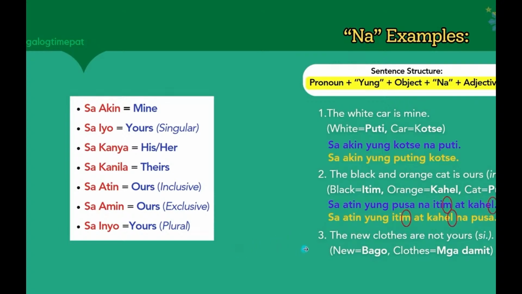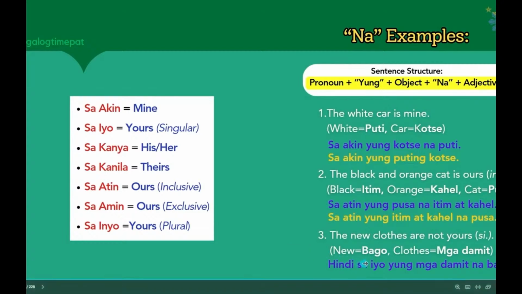All right, number 3, the new clothes are not yours. Singular. New means bago. Clothes is mga damit. So this is a way to kind of negate a thought. So it's not something we've seen so far, so this is how you do it. Hindi sa iyo yung mga damit na bago. So everything here is the same. We've already learned it. Pronoun, then it's yung, then it's object, then it's na, and then bago, the adjective.